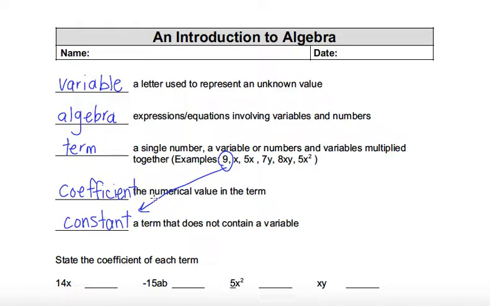So if I wanted to know what the coefficient of each of these terms is in this next set of examples, I need to identify my number. So 14 would be my coefficient for the first one. I'm going to keep my negative sign with negative 15. So negative 15 is the number in negative 15ab. If I'm looking at 5x squared, 5 is my coefficient, that's my number. And if there is no number shown, we use the imaginary number 1 as our coefficient for that term.